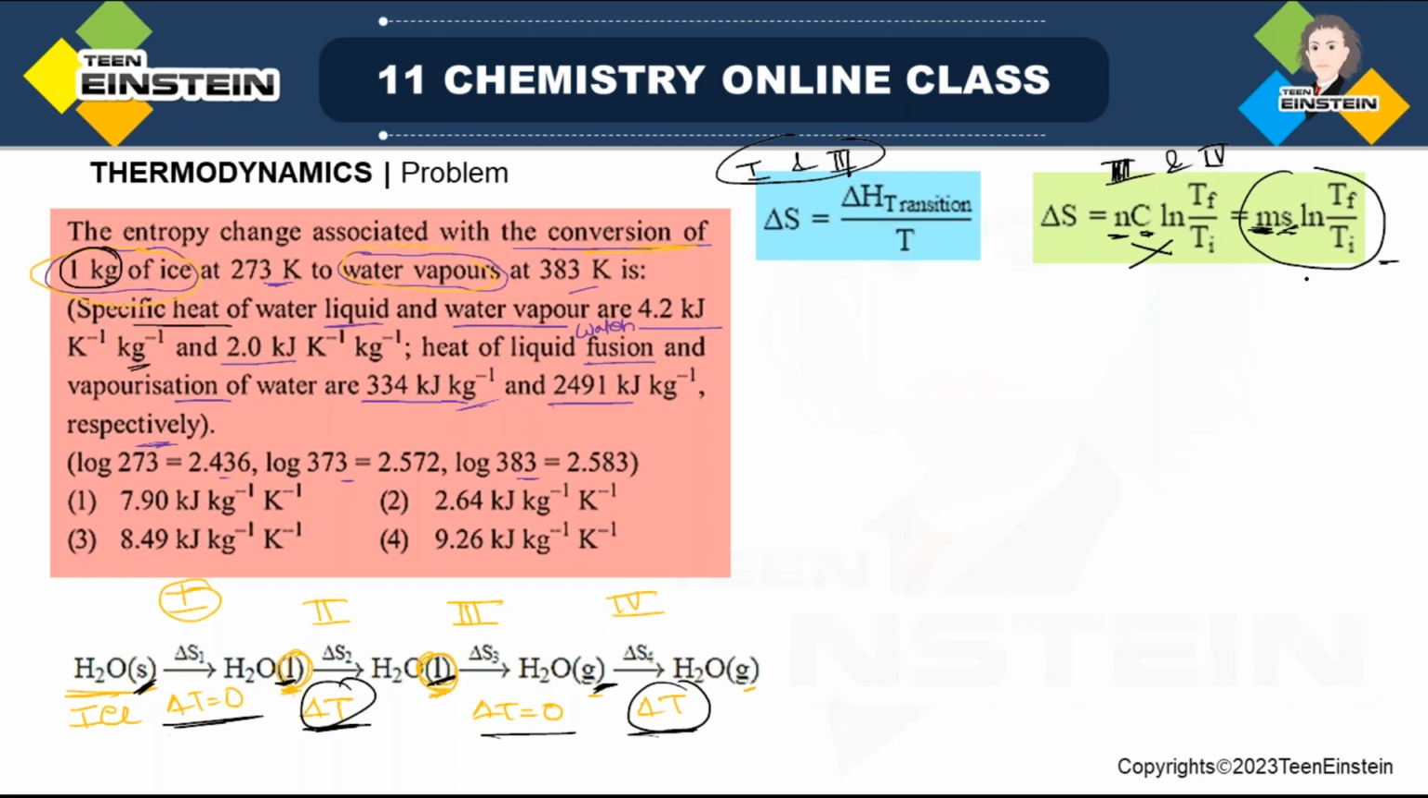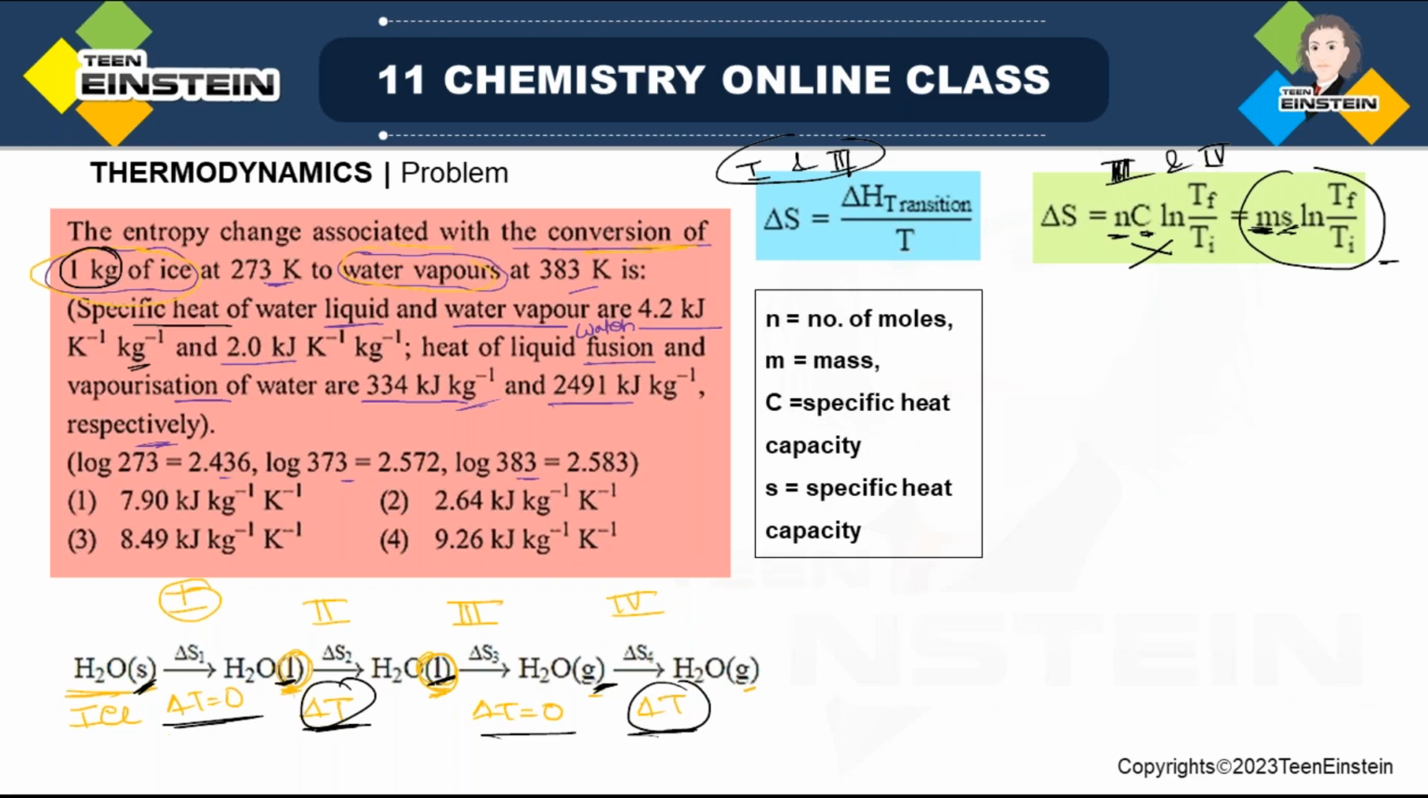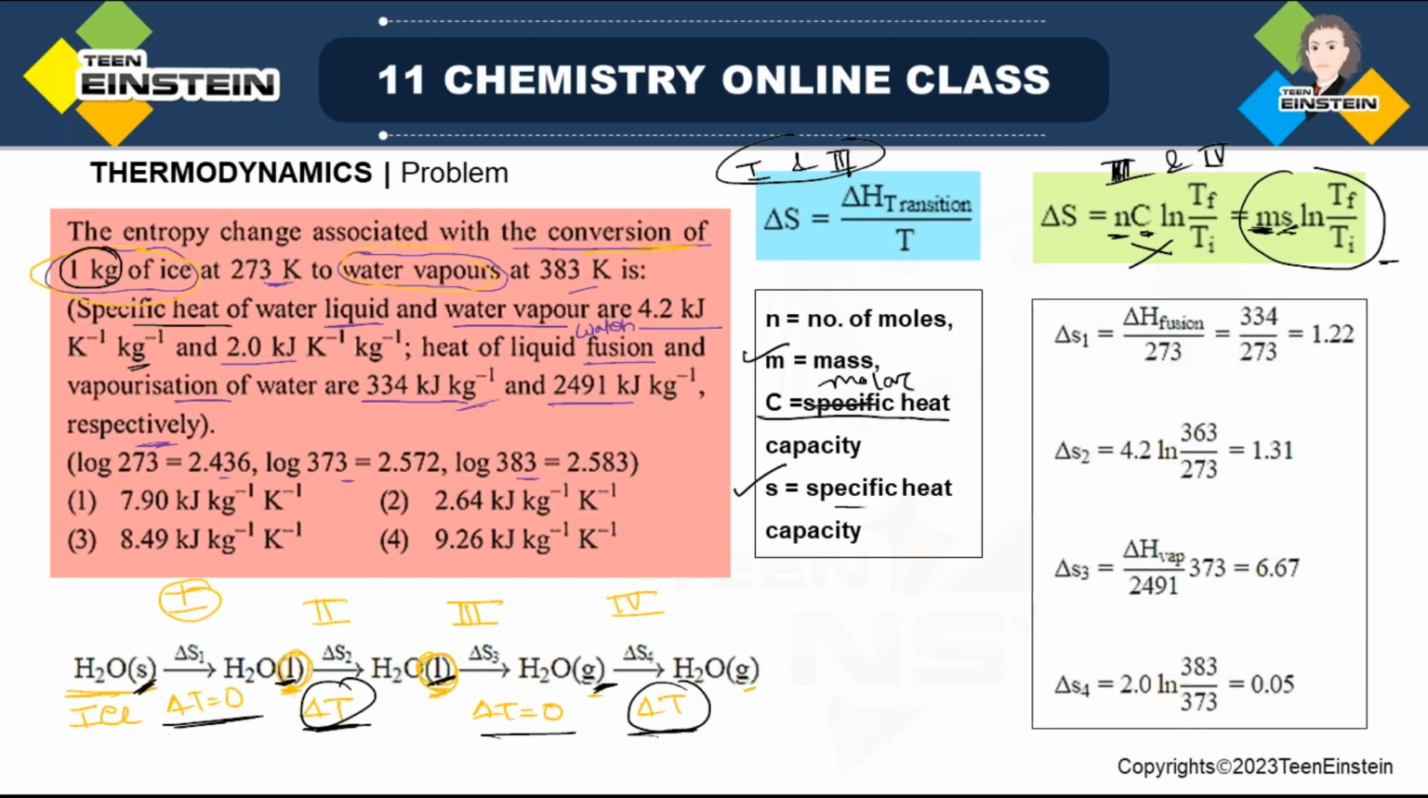So del H transition by T we will apply for the first step and third step. So here n is number of moles, m is mass, everything is mentioned. C is heat capacity, sorry, it is molar heat capacity, and this is specific heat capacity, but we will use this, not n and C. So finally del S1 is equal to this formula. This formula you will use in these two cases, del S1 and del S3.